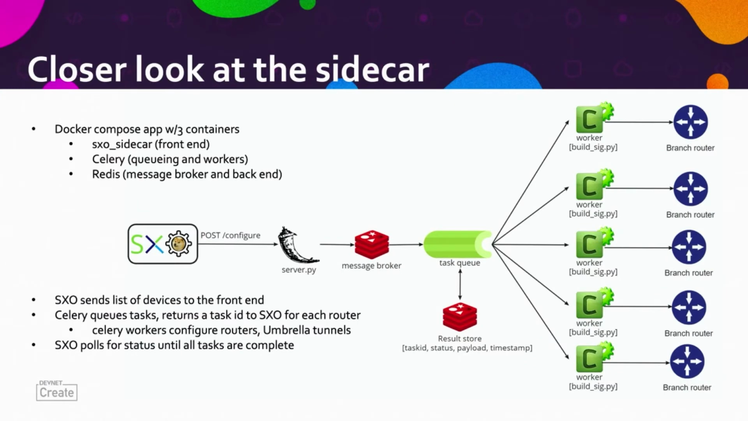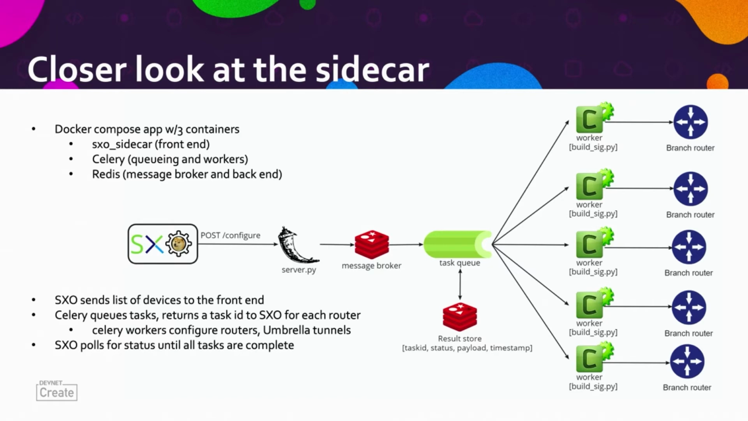Thank you, Nick. So let's take a closer look at this sidecar. So this is really a very common microservices type of pattern that we're looking at here. So SXO sends a post out to a configure endpoint on a server, which is just Flask, right? And then the Flask application acts as our web front end. It takes all of the parameters that SXO sends, it drops it into a Redis acting as a message broker. Now, in a lot of designs, you'll see RabbitMQ used here, but for the sake of simplicity, Redis can act as both a key value store and as a broker, so that's what we decided to do here.